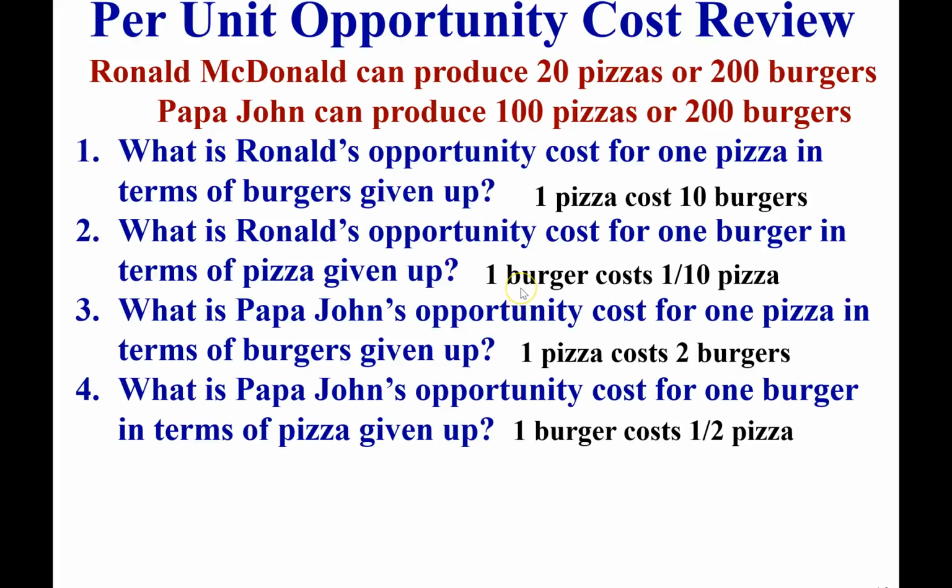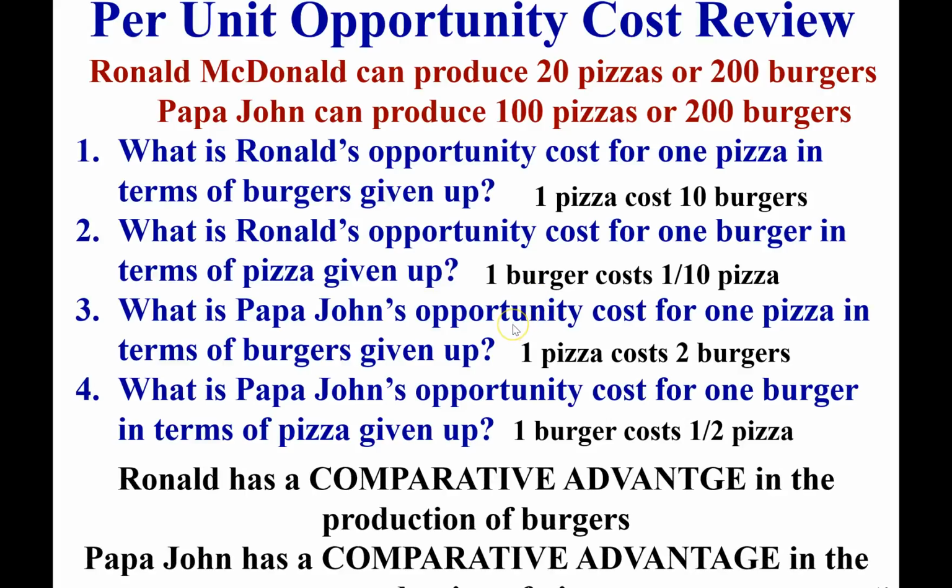So the producer that can produce burgers cheaper is Ronald McDonald. So we would say that he has the comparative advantage in burger production because he can do it cheaper. And this is a really important concept. By cheaper, I mean what he gives up in terms of the other good. And so he has the comparative advantage in burger production. Papa John has the comparative advantage in pizza production. So we can see that just from this information.